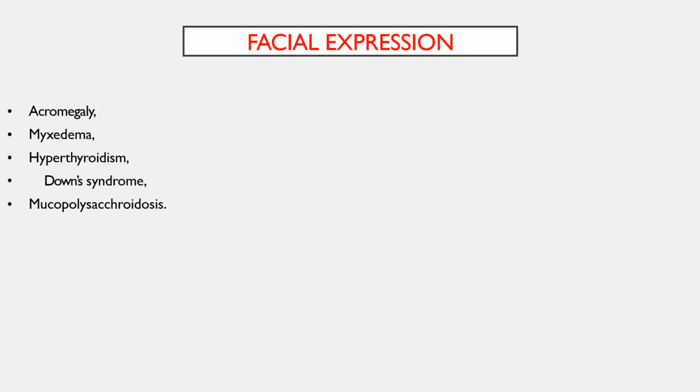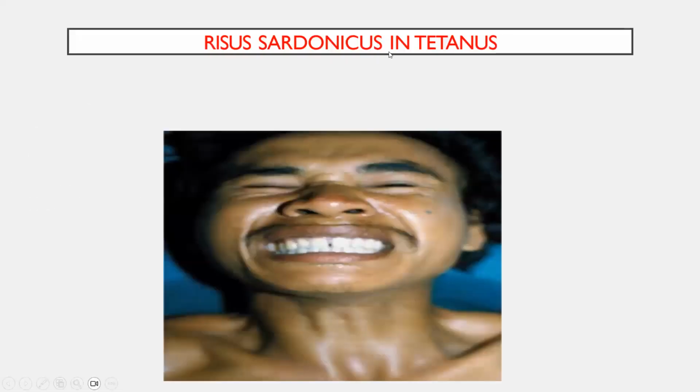Facial expression, this is very important. By seeing the face only, you can diagnose most of the conditions like acromegaly, myxedema, hyperthyroidism, Down syndrome, mucopolysaccharidosis. This is risus sardonicus in tetanus, due to the involvement of the facial muscles due to the tetanus toxin. This is the classical acromegaly face. This is hypothyroidism, myxedema facies.